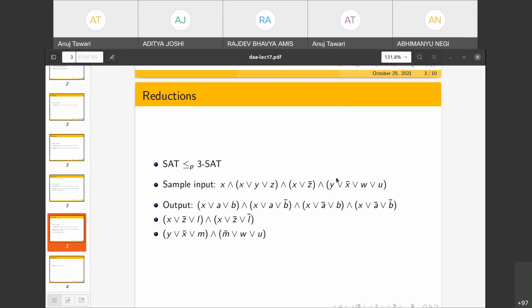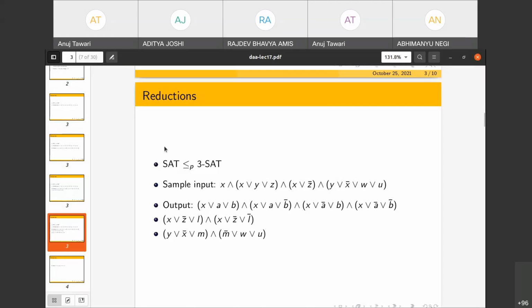So we were looking at reductions. And so what are reductions? Let's say we have some hard problem to solve. Then you reduce it to some problem which you already know how to solve or which is easy to solve. And we saw quite a few reductions this way.